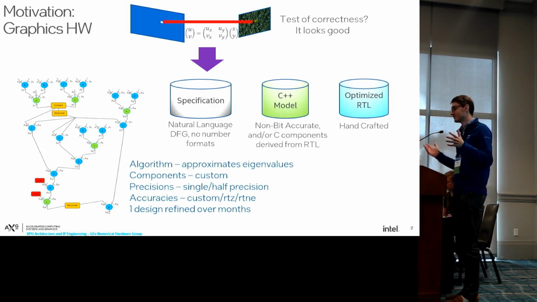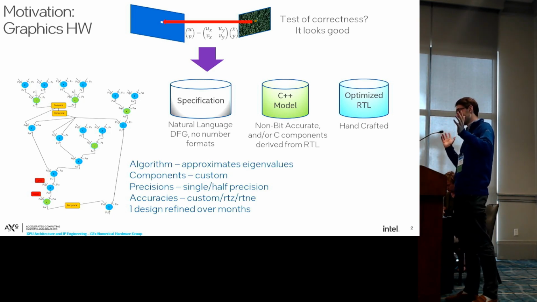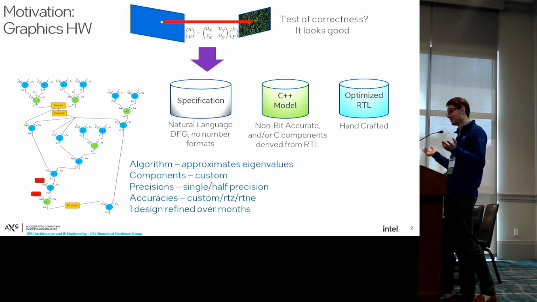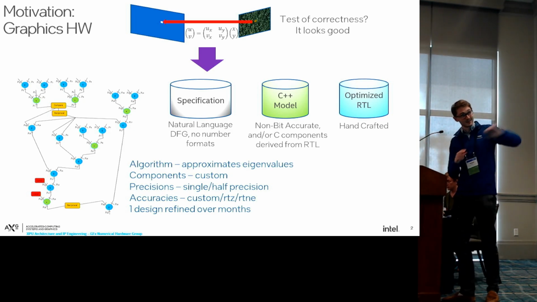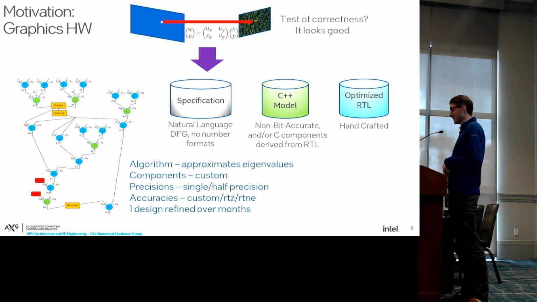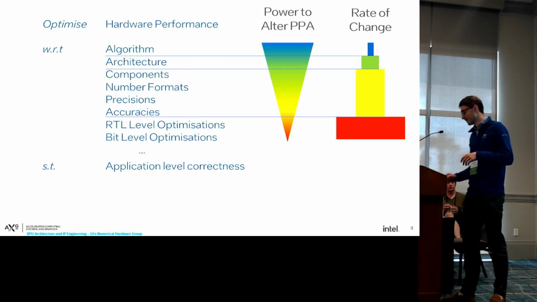So in general, what state of the art looks like is, we have natural language specs. These are kind of terrifying. We have no number formats. They're all kind of real. We generate some non-bit-accurate C model that we simulate, and then we do tons and tons of optimizations at the RTL level. You don't meet timing, so let's go back around, or you've got this bug, and again and again.